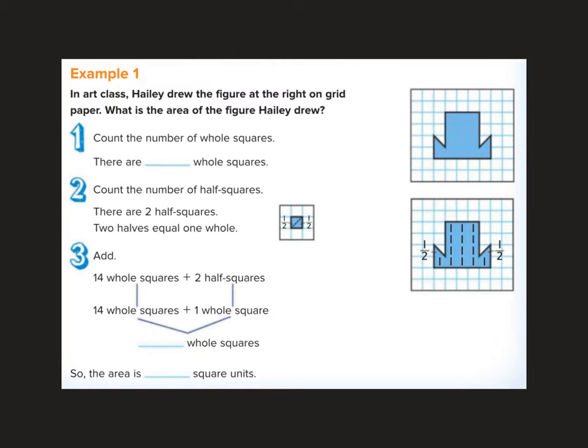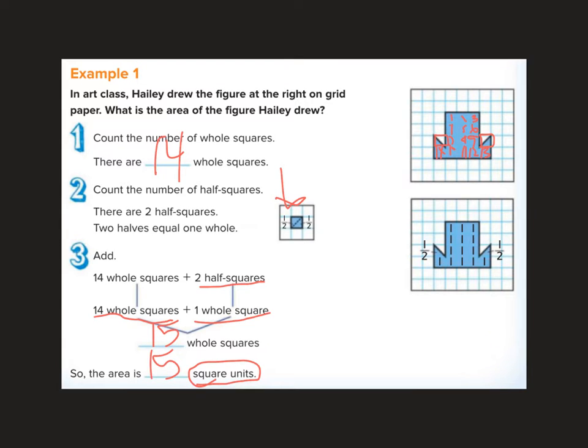Our first step is we're going to count the number of whole squares. So if I count, 1, 2, 3, 4, 5, 6, 7, 8, 9, 10, 11, 12, 13, 14, I get 14 whole squares. And then our second step is we're going to count the number of half squares. So we've got 1 half square here and 1 half square here. So if we have 2 halves, you can see right here, we kind of put them on top of each other to make one whole. So if I take 14 whole squares plus 2 half squares, or 1 whole square, I would get 15 whole squares. So the area is 15 square units.